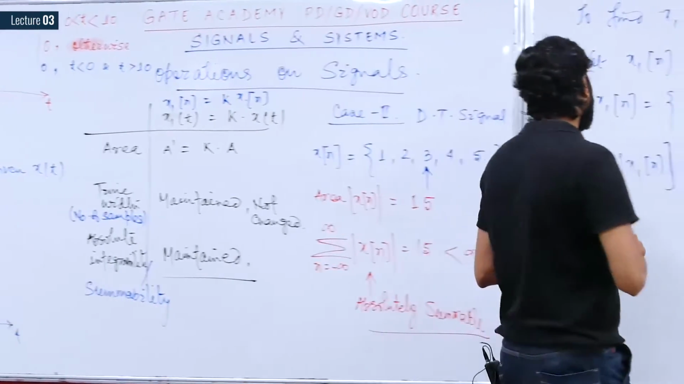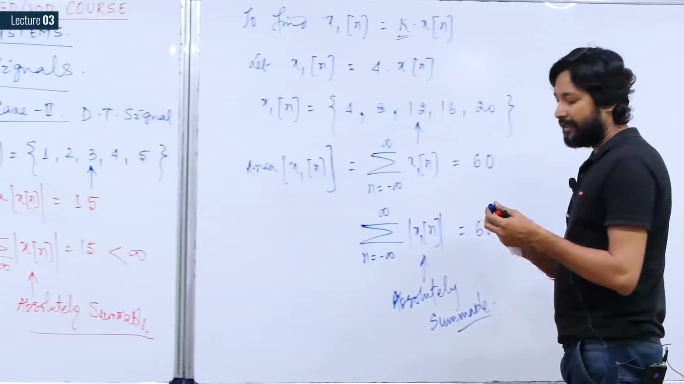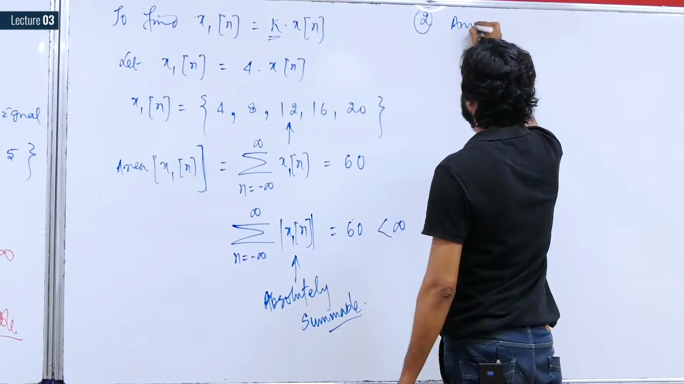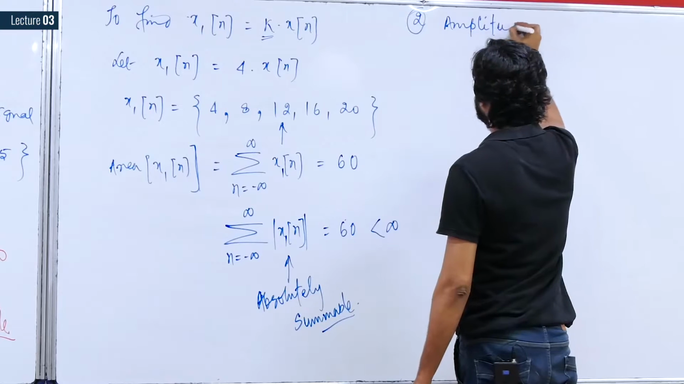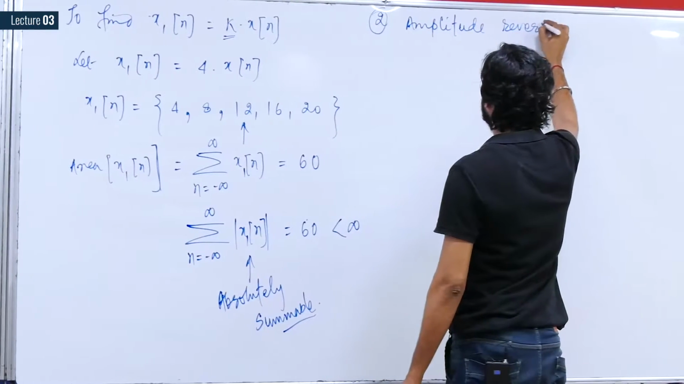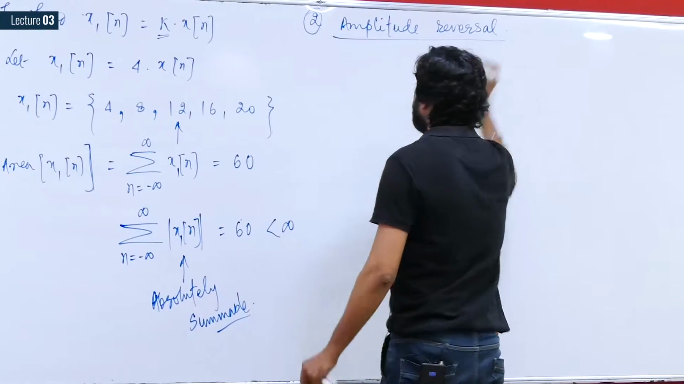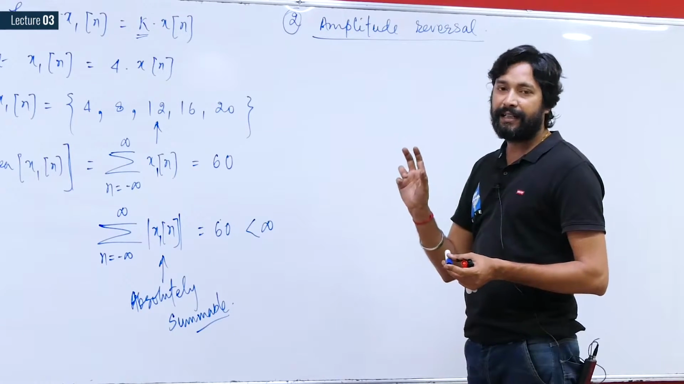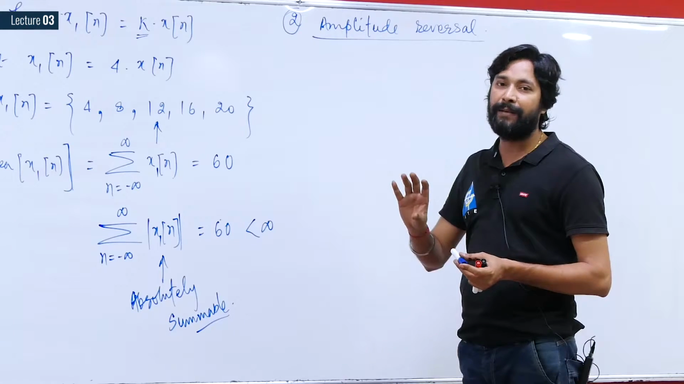Now similar to amplitude scaling, the next operation is amplitude reversal. It is the same as amplitude scaling, only the difference is you are taking the amplitude scaling factor k to be -1.